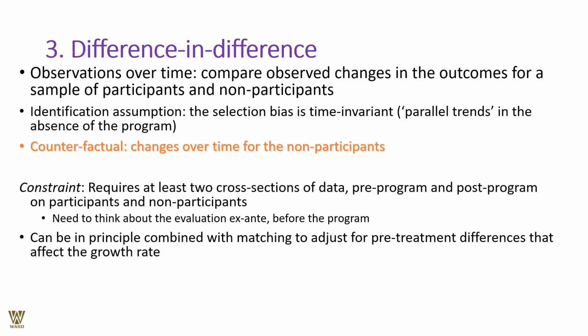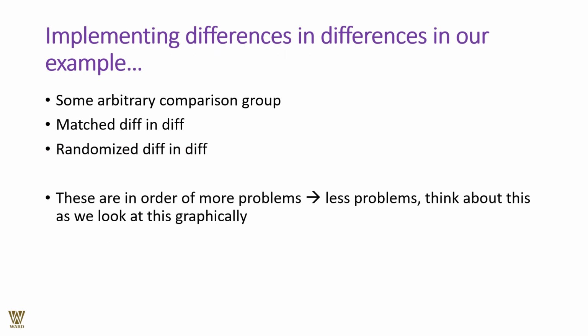The constraints are plentiful. It requires at least two cross-sectional data sets. Remember which are observable and which are unobservable, which are matching, which are not matching. Please understand these things, which are randomized and which are probably selective. It requires at least two cross sections of data, pre-program, post-program, participants and non-participants. You need to think about the evaluation ex ante. Ex ante is before the event, not after. It can be combined with matching on just pre-treatment as the case might be.